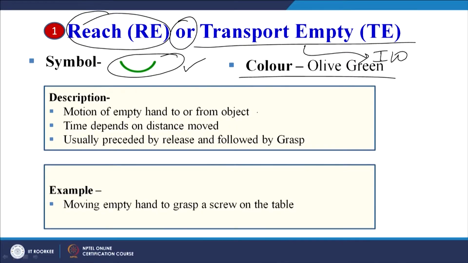So maybe here grasp is also added, which we have seen in the previous session also, when we started our discussion on micro motion study. So this is the first symbol, reach empty, or transport empty. So what is given here? Motion of an empty hand to the object, time depends on the distance moved, usually preceded by release and followed by grasp.